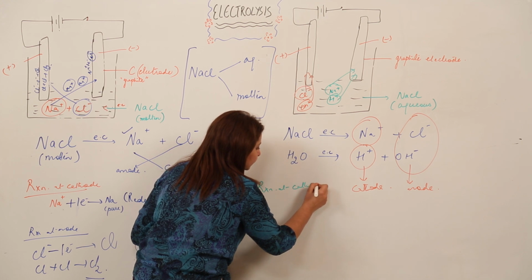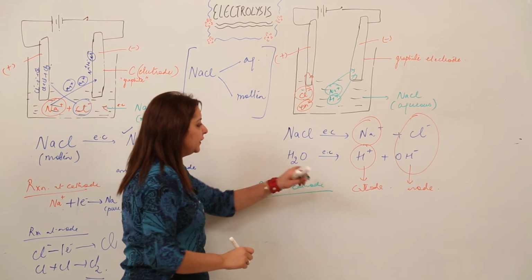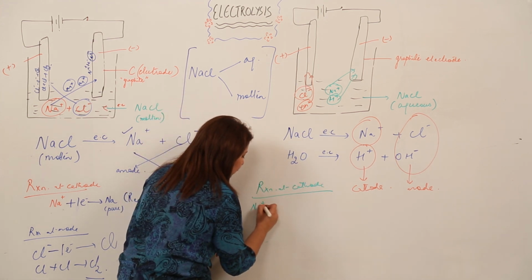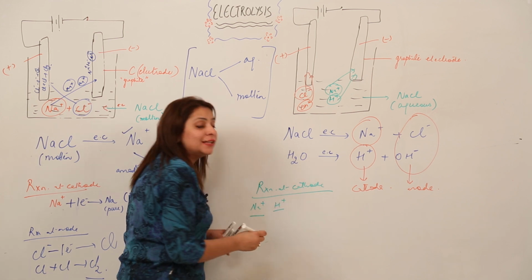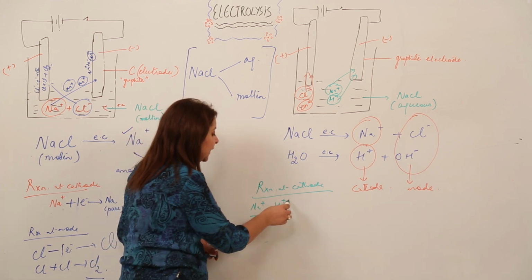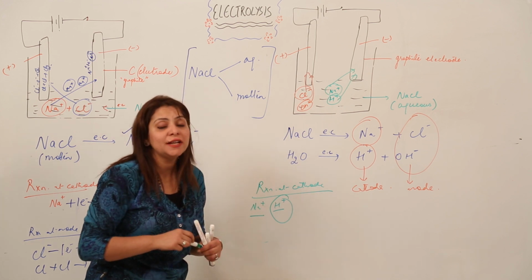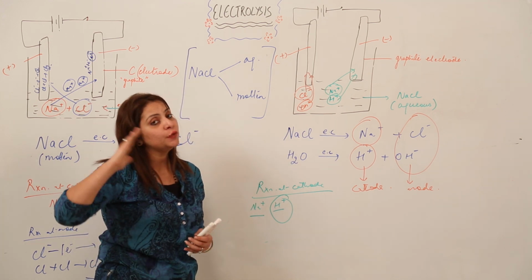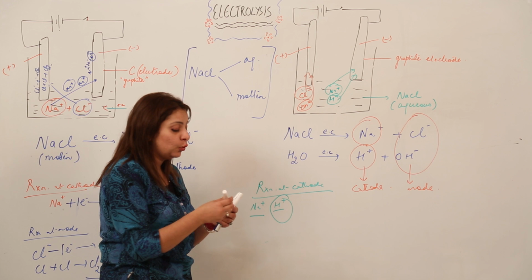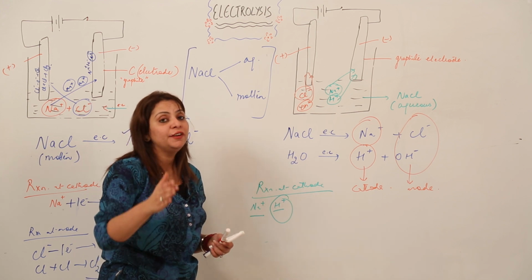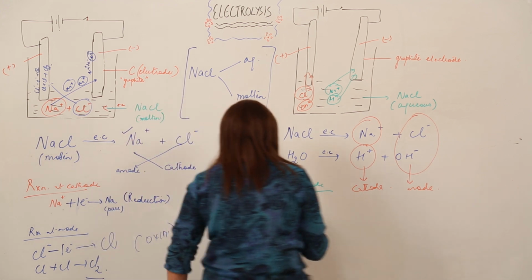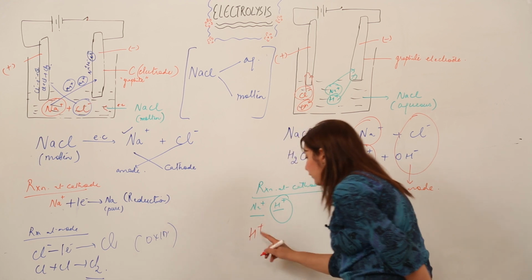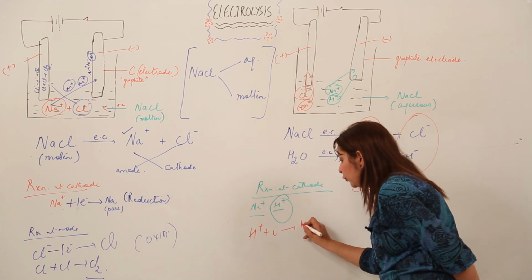So, the reaction at the cathode: out of this Na and H ion, which has the lower reduction potential? Obviously it is the hydrogen ion. So both Na and H ions will go to the cathode, but out of them, which ion will be reduced? Only the hydrogen will be reduced. So this hydrogen ion with positive charge will gain an electron and form hydrogen.